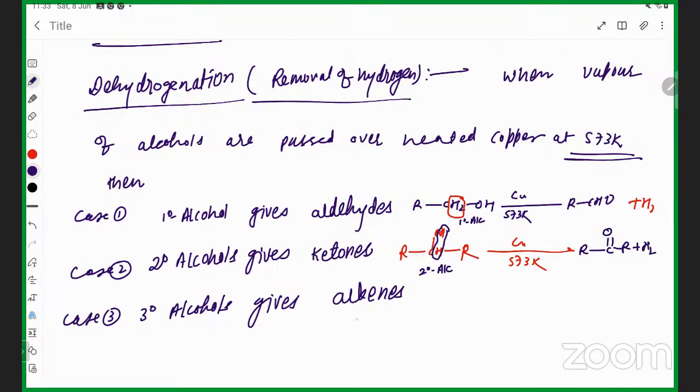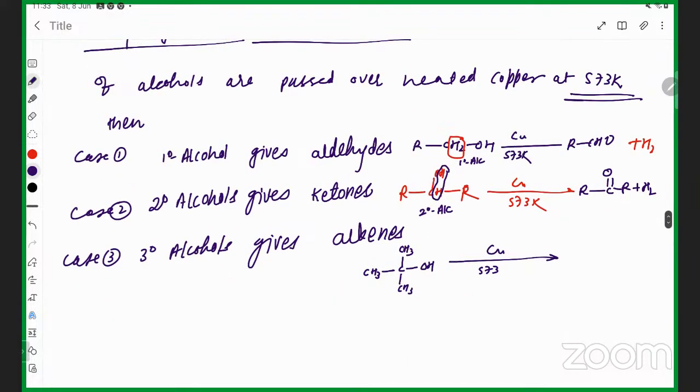Case 3. If you take the 3-degree alcohol, we have to take it like this: CH3, CH3, CH3, and here is OH. In this case, if you are putting copper at 573 Kelvin, it cannot lose only the hydrogen. So they react like that. This portion gets out, so water will be lost. This compound will be R, C, CH3 double bond CH2 plus H2.